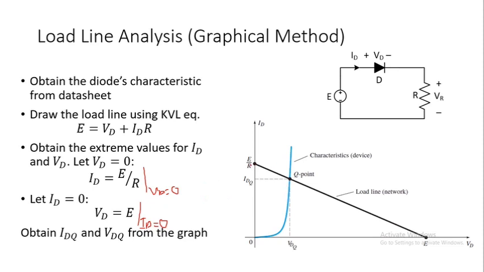Now we have 2 points. If you join these 2 points, you will have this load line. The load line is defined by this network. Now to find the operating point of this circuit, we just see where this load line will intersect the characteristic curve of the device. The characteristic curve and the load line intersect at this point, and we name this point the Q point or operating point. The Q point means quiescent point, that is, not changing point.